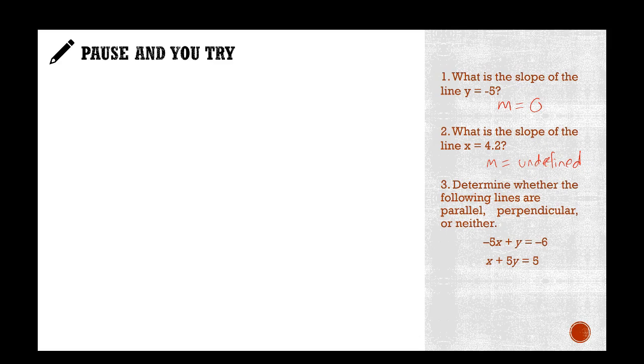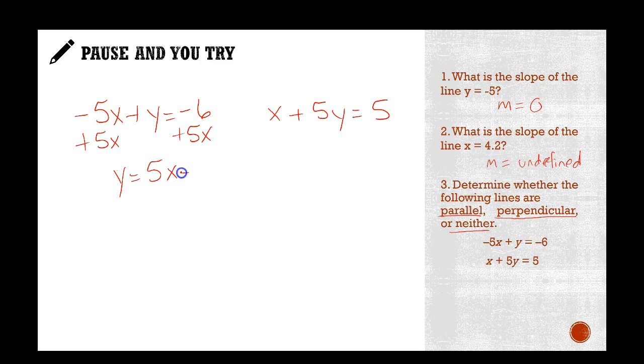Right? Okay, so for the next one, determine whether the following lines are parallel, perpendicular, or neither. So they're either parallel if the slope's the same, perpendicular if the slopes are opposite reciprocals, and if it's neither of that, then we would answer neither. So we got these 2 equations. I'll go ahead and put them side by side. Okay, so I'm going to add 5x here. Get y equals 5x minus 6. Okay, so that would make my slope 5. It's right there.